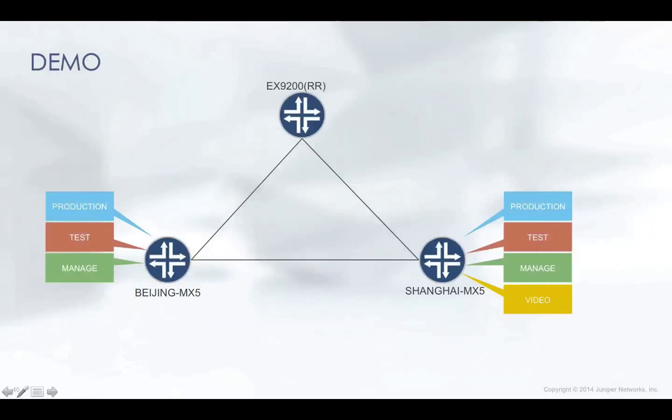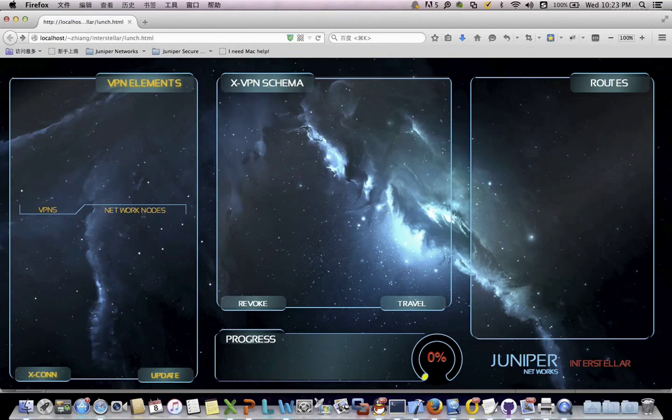We have three routers in IC Lab connected as a triangle. Two MX5s named Beijing MX5 and Shanghai MX5 as PE routers, and EX9200 as RR. Four VPN instances have already been created as production, test, manage, and video. Now let me open the page on my laptop. By the way, I named the program Interstellar as the movie inspired me to create this program.